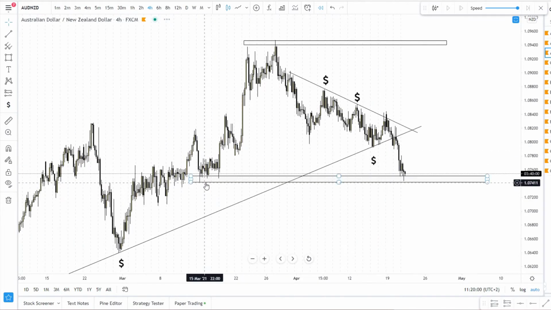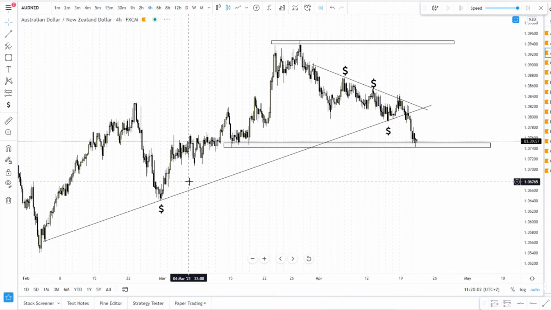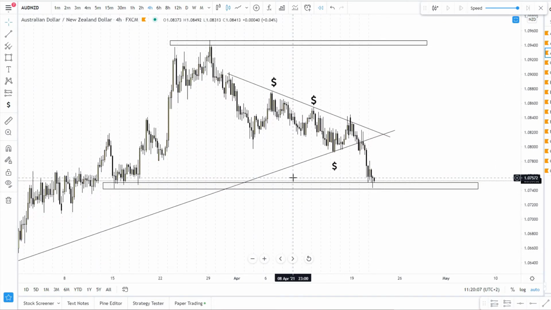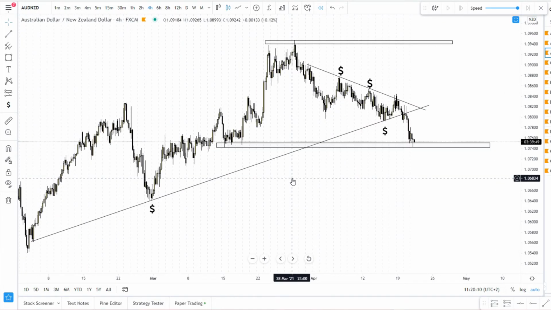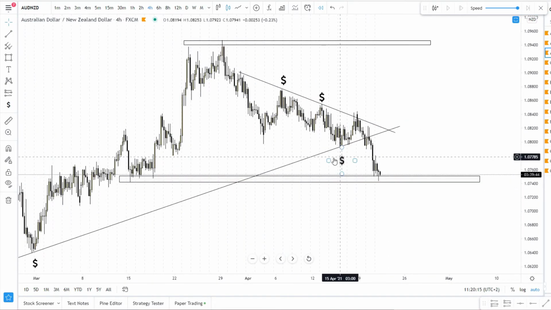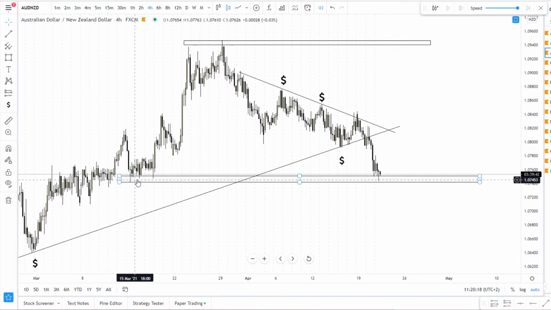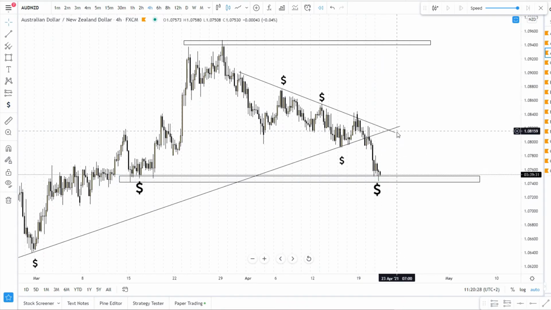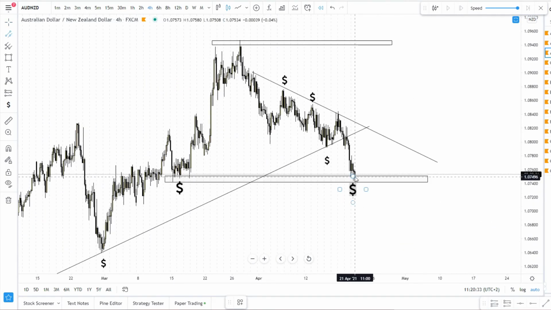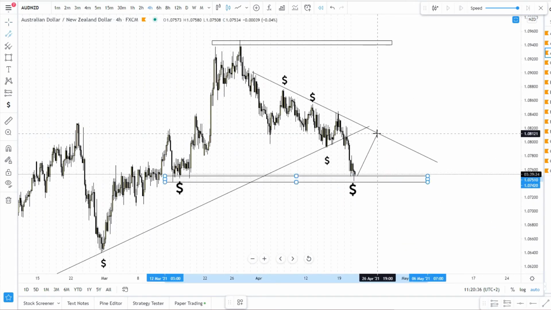AUD/CAD. This is not bad actually. AUD may go up again. One touch, second, third. We break it. We have this support. One touch, you can say second touch. Well, it's just one area, so I will count this as one touch. So we may now respect this and move, respect this, move up, respect this.